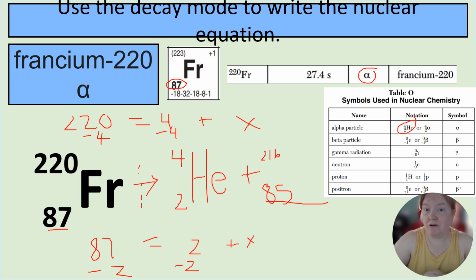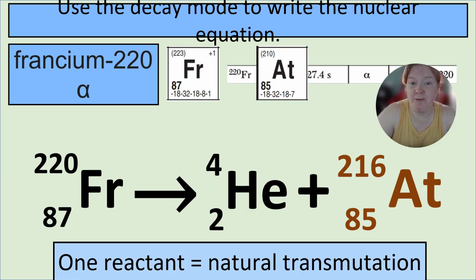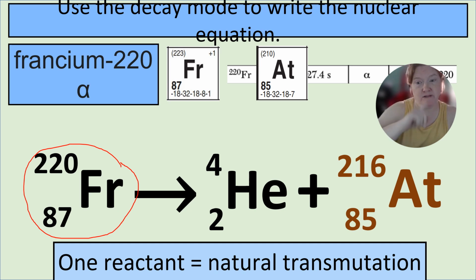Now in order to figure out what element, I need to look up 85 as the atomic number on the periodic table, and there we go. Again, it's a natural transmutation or natural decay because it's one reactant.